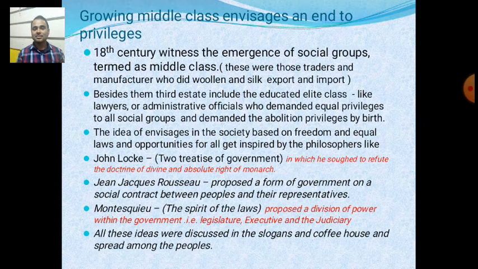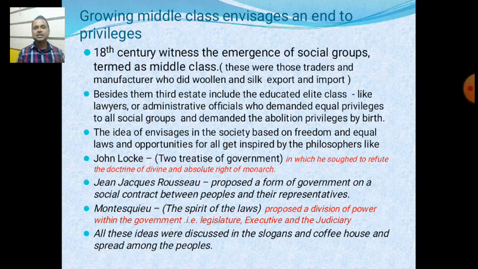And what John Locke said in his Two Treatises of Government, he advocated such a government which should refute the doctrine of the divine and absolute right of the monarch. If you see Rousseau, he said that the government is a contract, a social contract between people and their representatives. If you see Montesquieu, he said that the power of the government should be decentralized among its various bodies or organs. It means the power should not remain in the hands of one person.